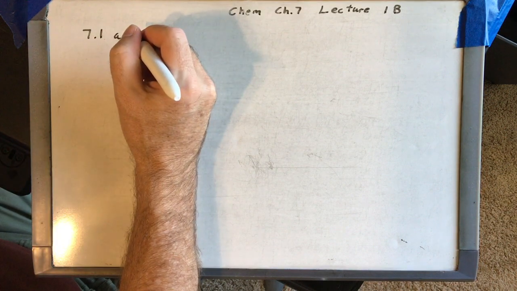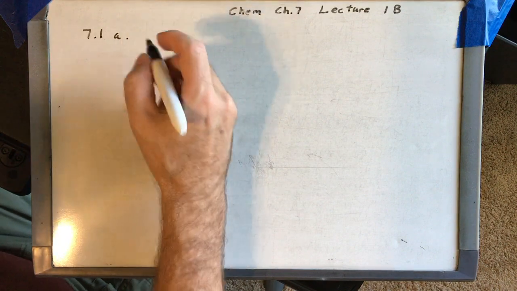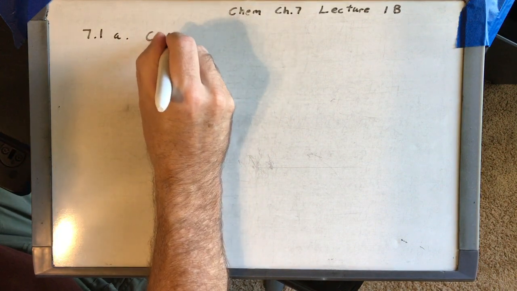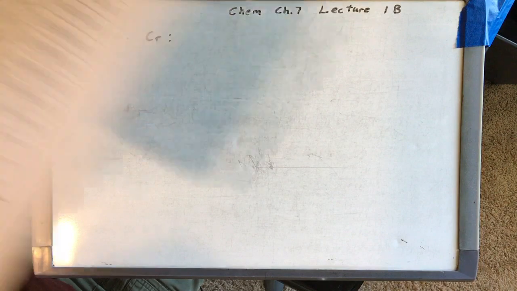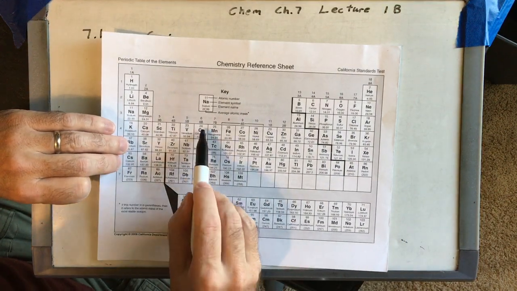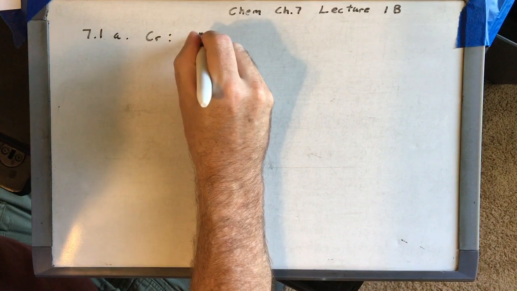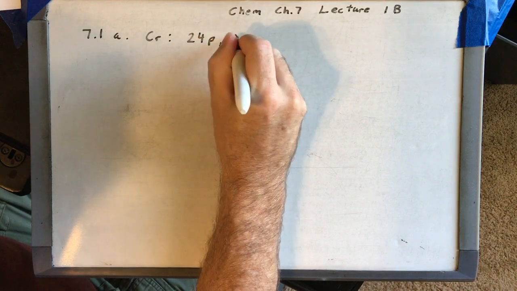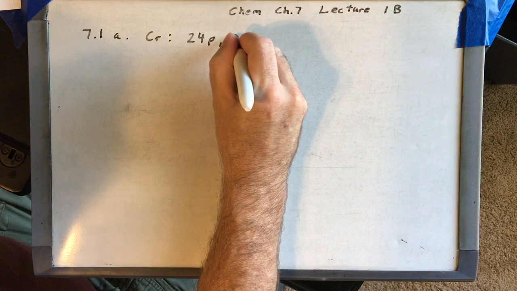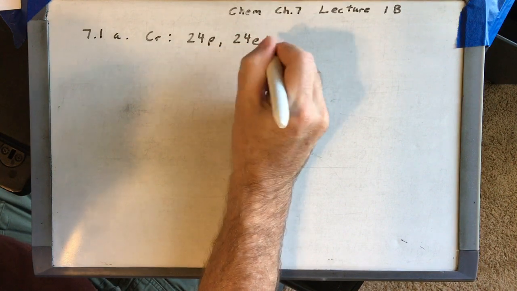So part A says, how many protons and electrons are in the following atoms? Okay, so chromium. All right, let's find chromium's number, 24. So chromium has 24 protons. So we use a little p, and 24 electrons.